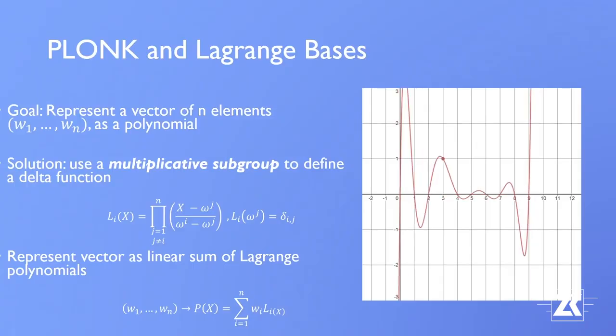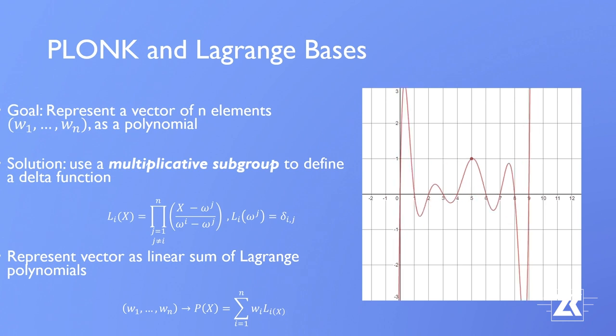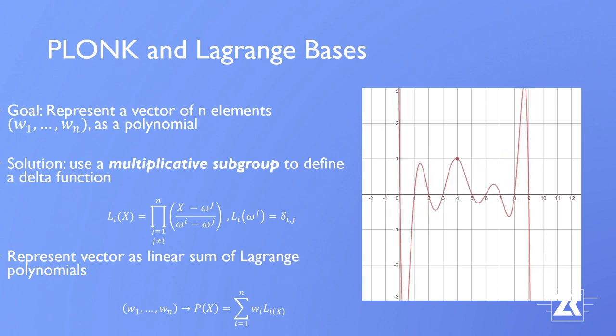Plonk, in the title, technically stands for permutations over Lagrange bases, and then some other words that are a bit of a backronym. We use Lagrange bases to encode our witnesses because they provide a very natural way of representing vectors as polynomials. So if you have n gates in your circuit, you want to find a multiplicative subgroup which has an order of n or more. If you're working with prime fields, this will be a root of unity. So you'll find an nth root of unity.